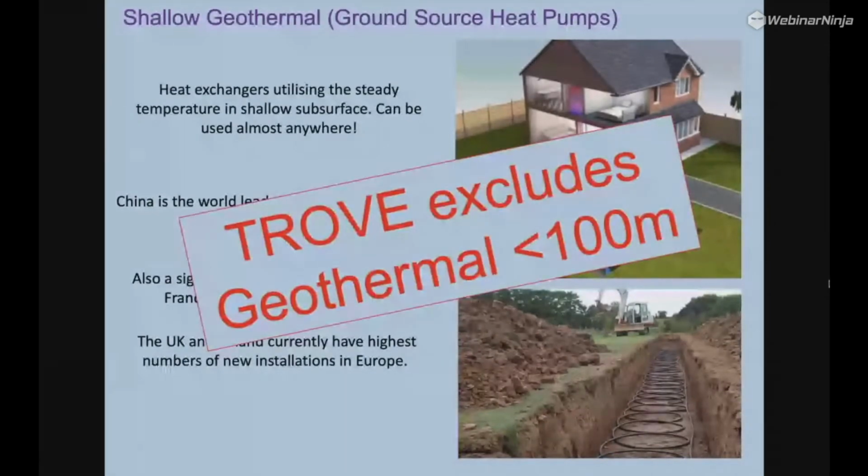But TROVE excludes basically geothermal stuff that's below 100 meters, largely because this is not strictly a geothermal resource. It's actually solar radiation that heats the ground up to this sort of level. So we are more interested in the deeper wells, or at least large mine systems, that can be used for heating. So what are these larger uses?